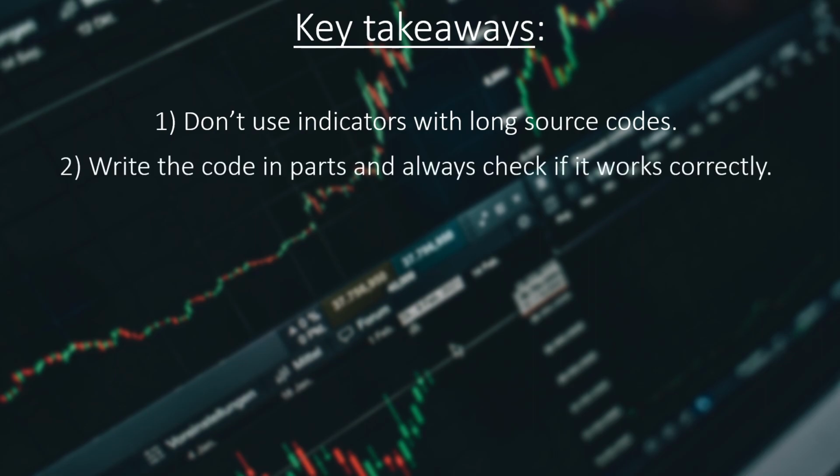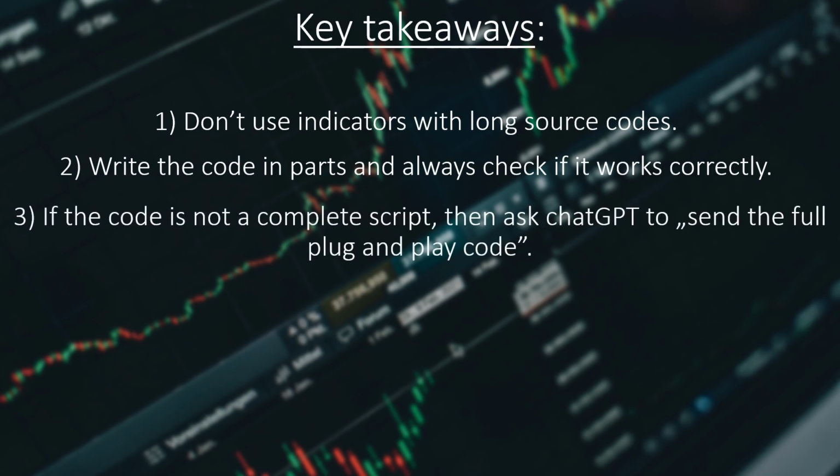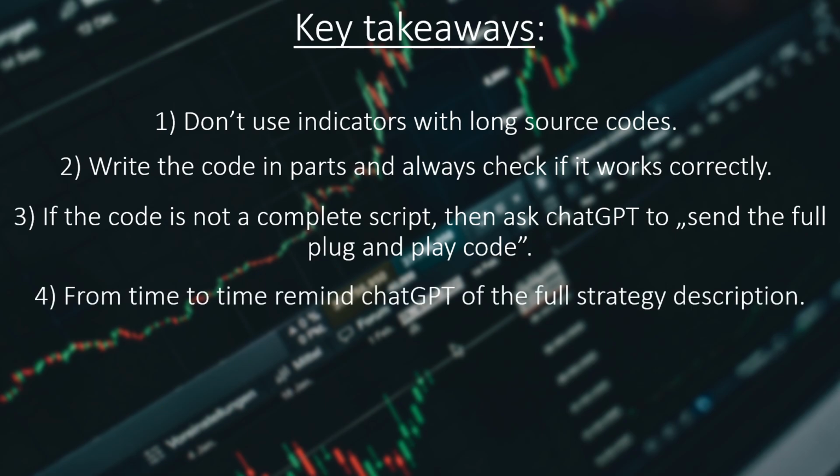Write the code in parts and always check if it works correctly. Even if you added a new function to your strategy script, check the previous written parts too, as ChatGPT sometimes messes it up. If the code is not a complete script, then ask ChatGPT to send the full plug-and-play code. From time to time, remind ChatGPT of the full strategy description, as it can forget it after a few messages.